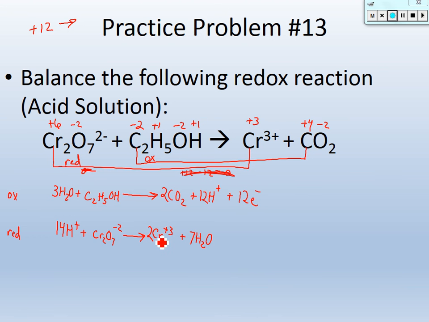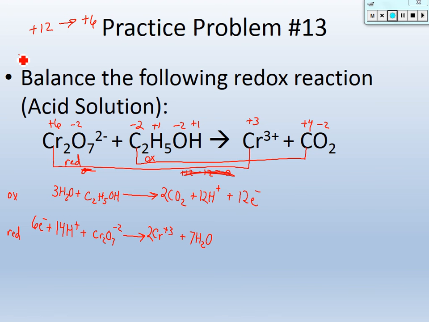What's 2 times plus 3? 6. Plus 6, and water is 0, so this side's plus 6. Which side needs electrons? Always put your electrons on the side that is more positive. Okay, so the left side is more positive, so how many electrons will I need? 6. Yeah, I need 6 electrons over here. Okay, very good. Now my charges are balanced.